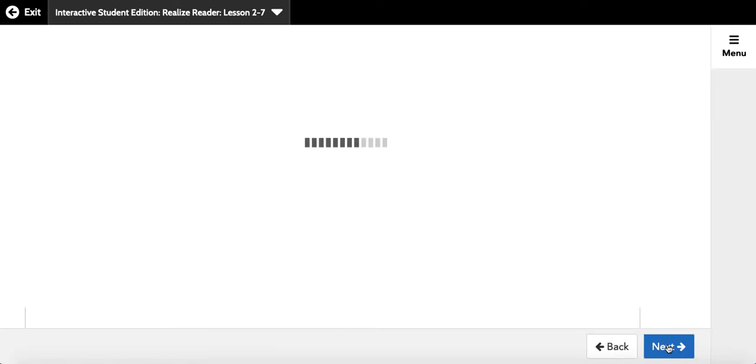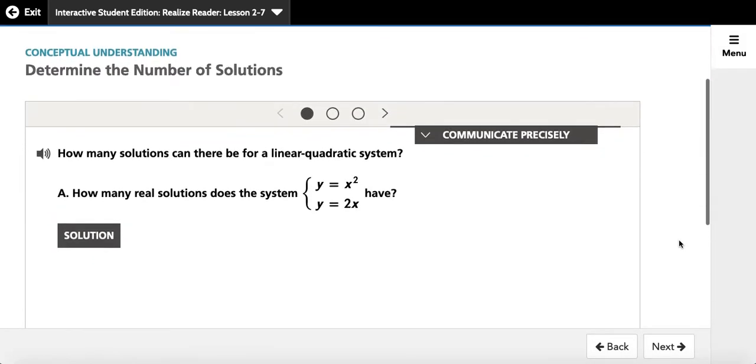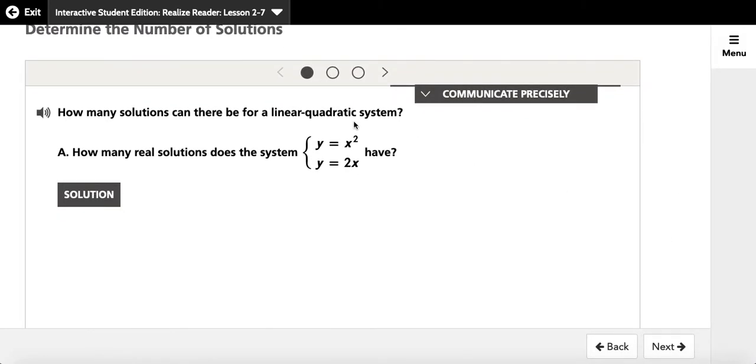First example, determine the number of solutions. How many solutions can there be for a linear quadratic system? So picture a parabola and a line, and how many times would they intersect? To solve this, we have very basic equations: y equals x squared and y equals 2x. How many real solutions does that have?